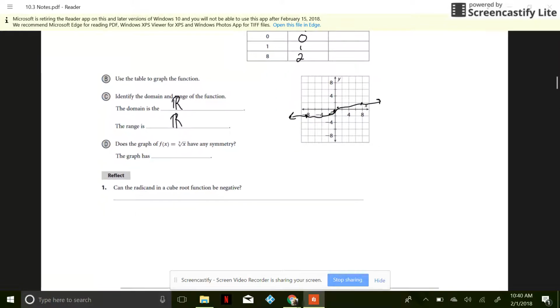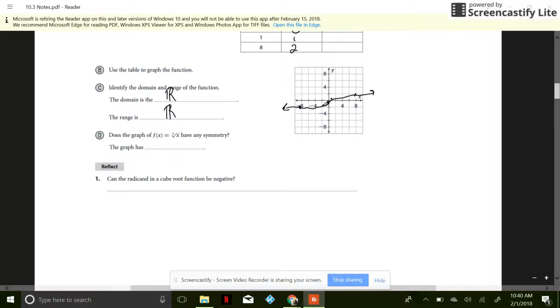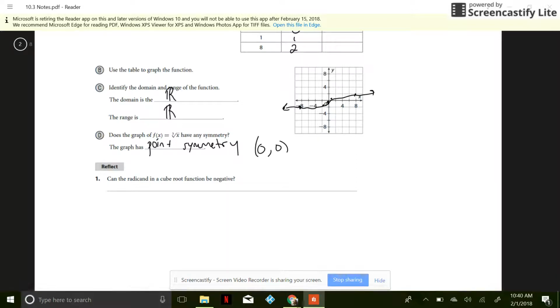So does this graph have any symmetry? It has what's called point symmetry. So it's symmetric about the point. In this case, it's symmetric about the point (0, 0). That's going to come into play later because that's where we're going to be looking on our graph. That's the point we're looking for when we want to see how the graph is shifting.